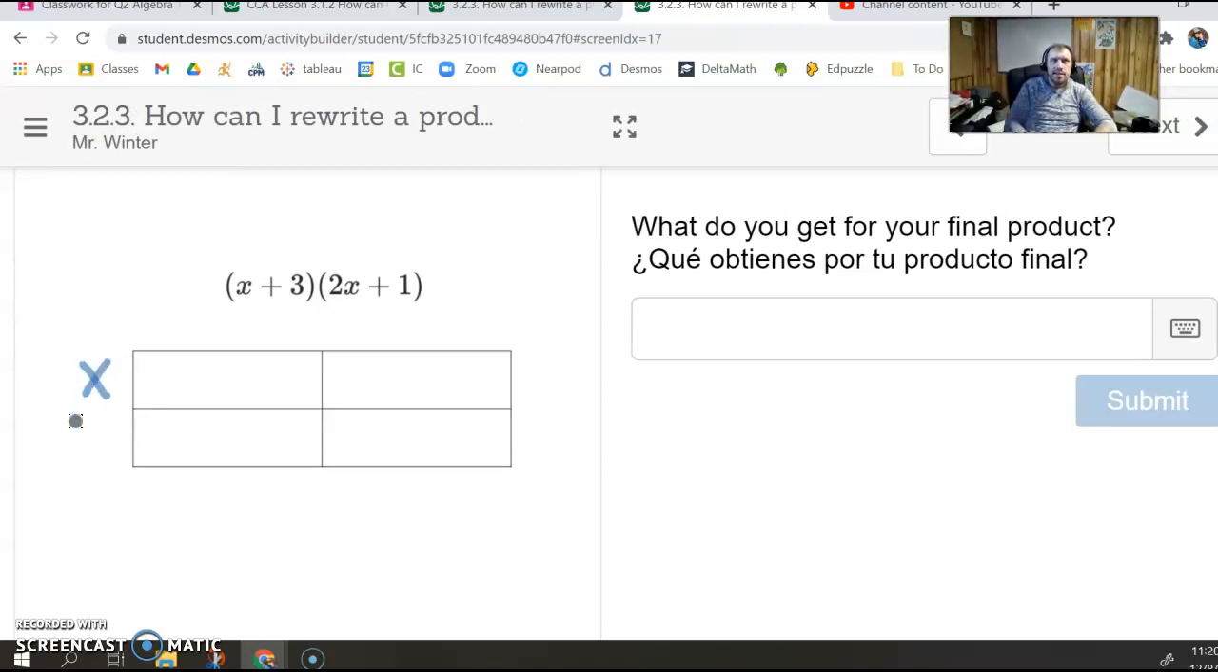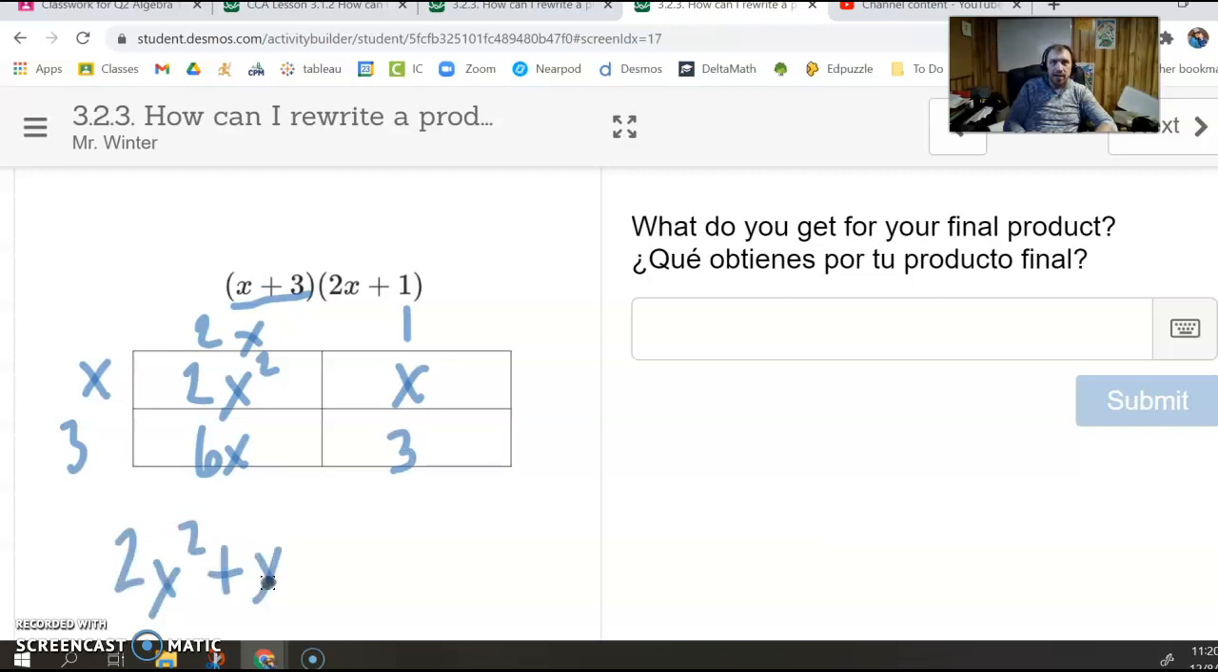So we put our x and our 3 from our first binomial. Then we're going to put our 2x and our 1 right here from our second binomial. We're going to multiply x times 2x is 2x squared. 3 times 2x is 6x. X times 1 is x, and 3 times 1 is 3. We're going to write that out, 2x squared plus x plus 6x plus 3.